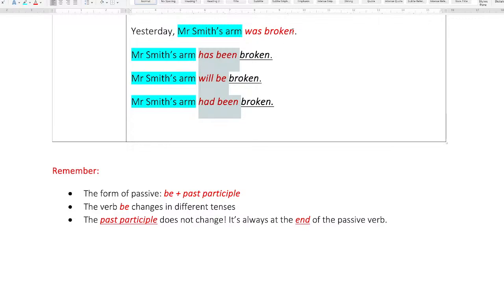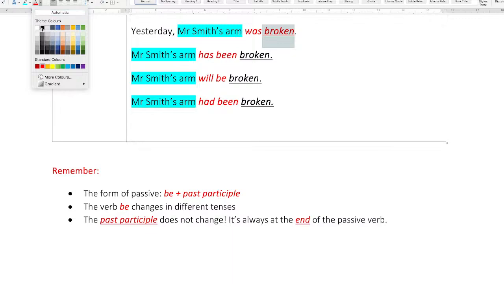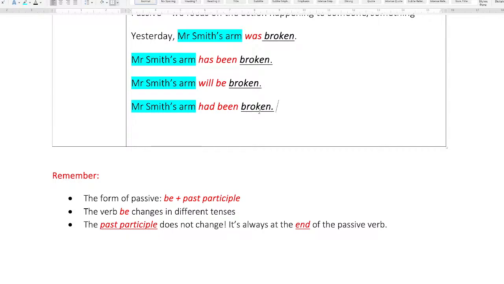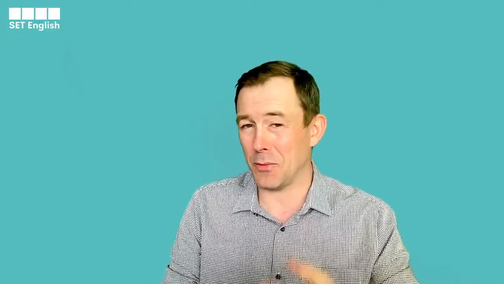So take this one, underline that one. If you look at it, that always stays the same. It's the verb to be which changes in different tenses. Now what this does is open up a lot of questions about tense. Do you understand tense well? I would recommend that you do some practice on your tenses. It's a really important thing to get right.